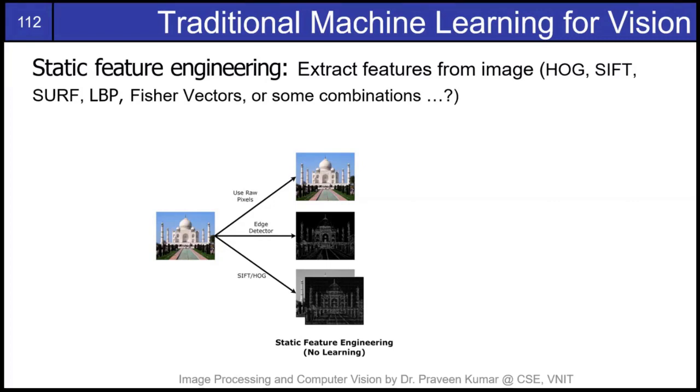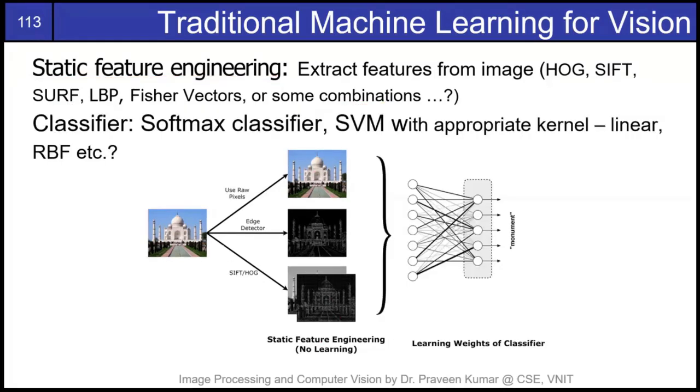So again, summarizing: one part was static feature engineering, experimenting with different sets of features, either HOG features, SIFT, SURF, LBP, which is local binary pattern, which we did not discuss, and Fisher vectors. These were some good features which were used. People would use different combinations of these to extract different sets of features, and then apply different classifiers or families of classifiers, like SVM with appropriate kernels or a softmax classifier, and so on, and see which one works better.